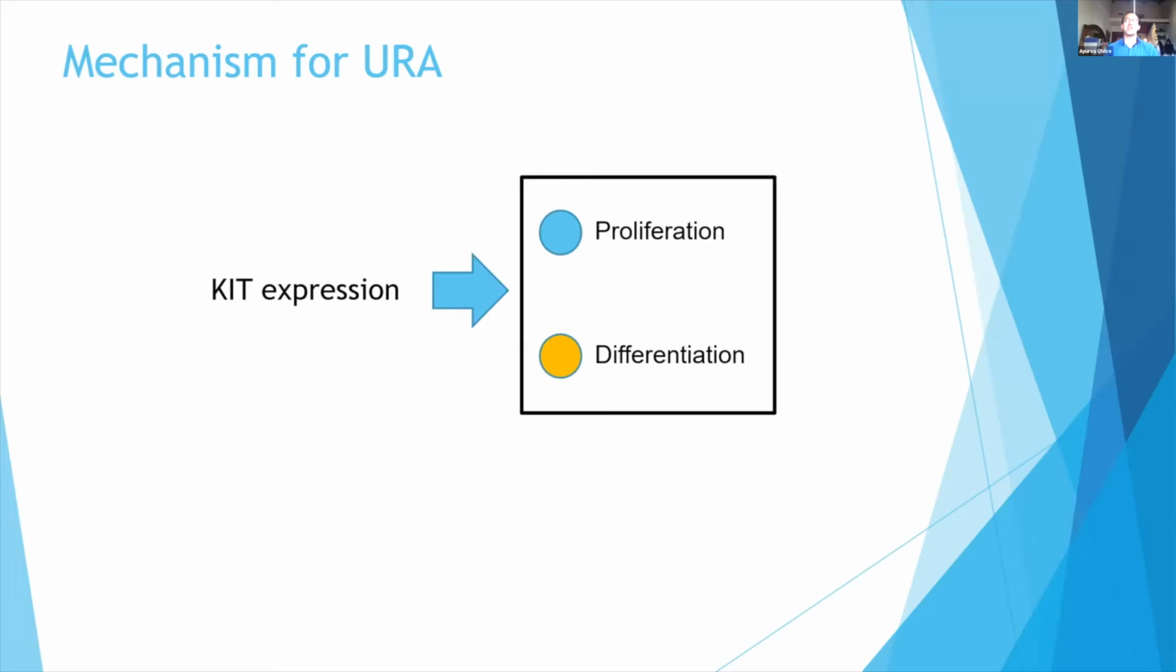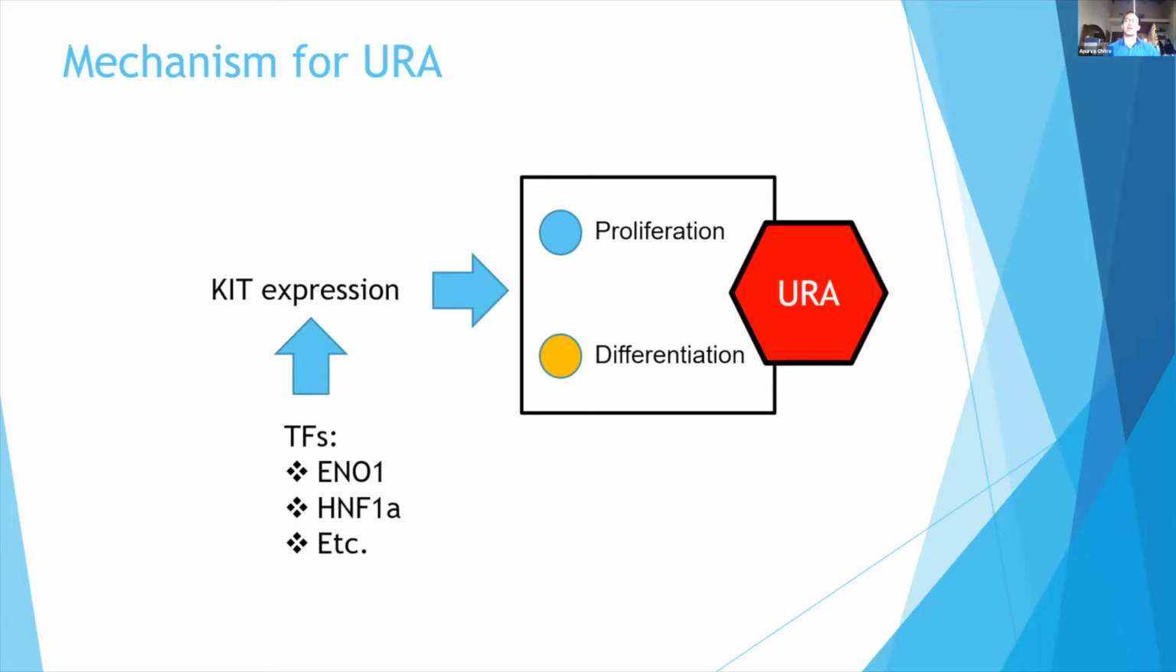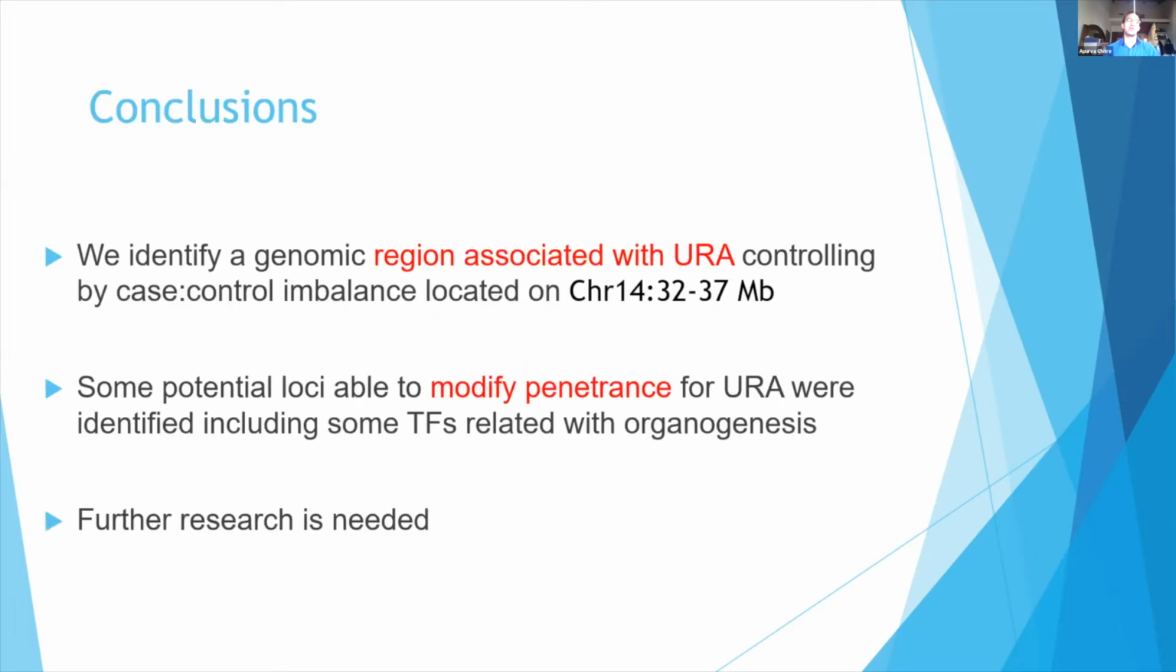We believe that KIT expression can drive differences between those two processes, and some of the transcription factors that we identified as being selected in the HSRA can modulate that expression, having an effect on this specific equilibrium. And that could be driving that specific phenotype that we identified, the URA phenotype.